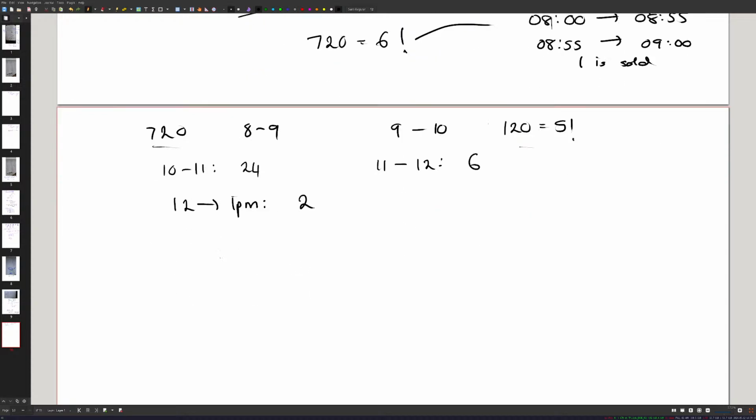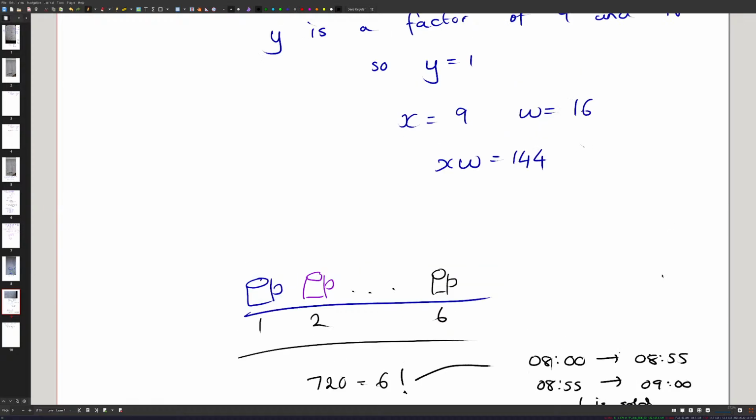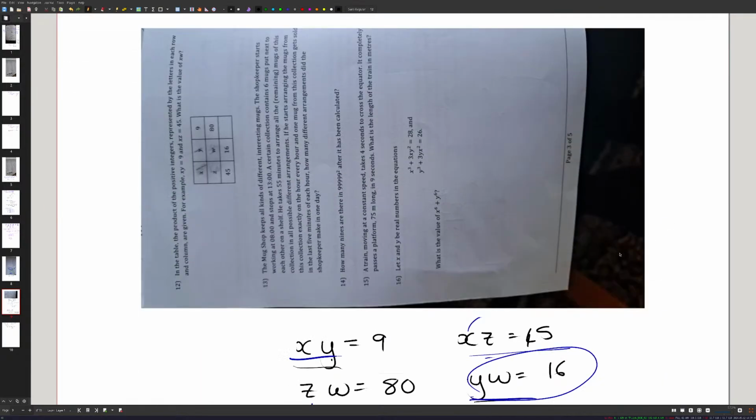So the total number of arrangements he makes is 720 plus 120 plus 24 plus 6 plus 2. So that's 872. Hope that's right. Yeah, 872. I think that's the answer for that question. The wording's a bit weird, but that's fine.